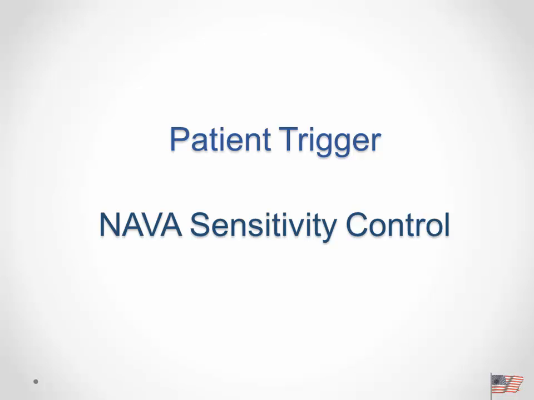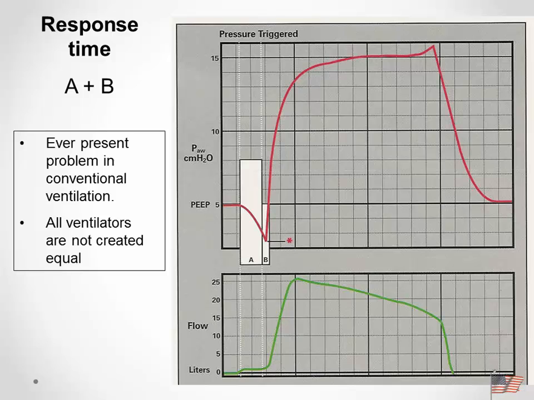NAVA is a relatively new application. I just want to talk a little bit about it. We know that with conventional ventilation, there's a delay between the time the patient starts the breath and the ventilator kicks on. Now, we may be talking about milliseconds, but those milliseconds can cause some asynchrony between the patient and the ventilator and cause some distress.